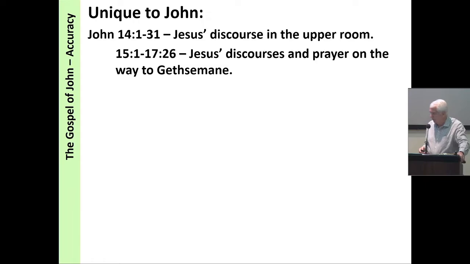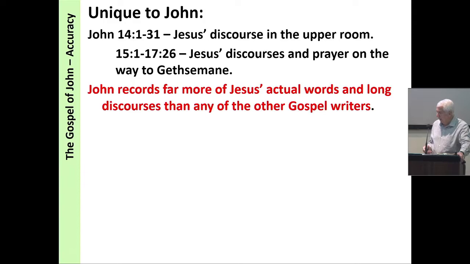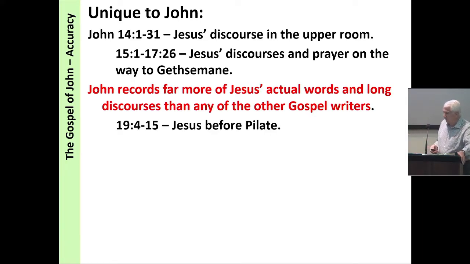His discourse and prayer on the way to Gethsemane. So what that's telling us is that John records more of the actual words of Jesus, including long discourses, more than any of the other gospel writers. It's a significant feature of John. Chapters of word for word what Jesus was saying in great detail. But let's continue on, because that's the end of that section of Jesus' discourses.